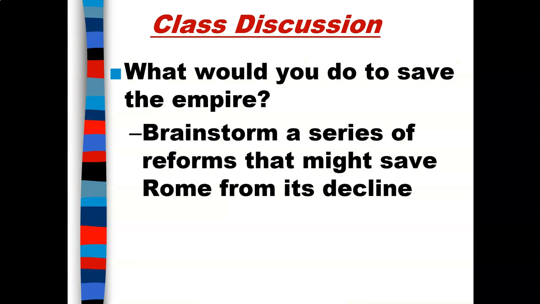Class discussion. What would you do to save the empire? Brainstorm a series of reforms that might save Rome from its decline. Once again, you can come up with a whole bunch of reasons. Just make sure that whatever reason you provide, you need to provide evidence. You need to say why that particular reason or that particular idea that you have works in order to save the Roman Empire from fully collapsing.